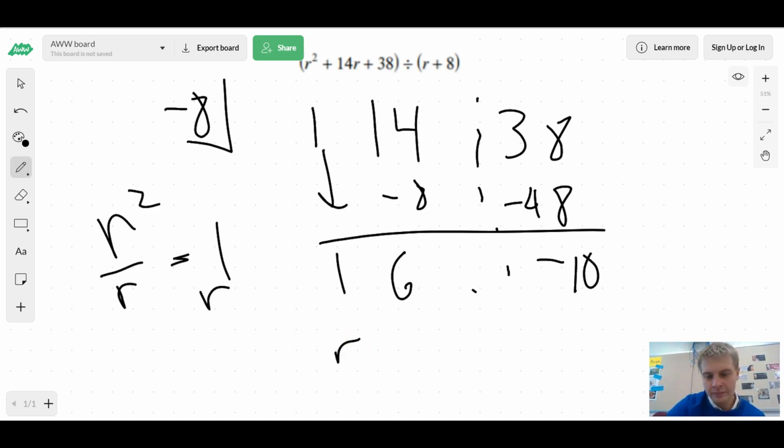This is going to be 1 lower than r, which would be plus 6. And this is going to be the remainder, like we said before. If I ask you, is this thing a factor? You'd say no. And if I ask you, is this the root? You'd say no, because it has a remainder. So it's not a factor or a root.